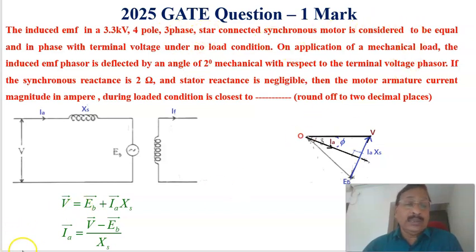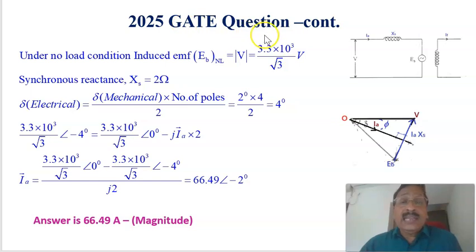Therefore, this is the phasor diagram corresponding to the loaded condition of the synchronous motor. Now, continuing the same problem, again this is the equivalent circuit, and here is the phasor diagram under loaded condition. But under no load condition, the terminal voltage is the same as the back EMF, since the drop across the reactance is equal to 0. In that case, the terminal voltage, or back EMF, equals 3.3 into 10 raised to 3 divided by root 3 volts.